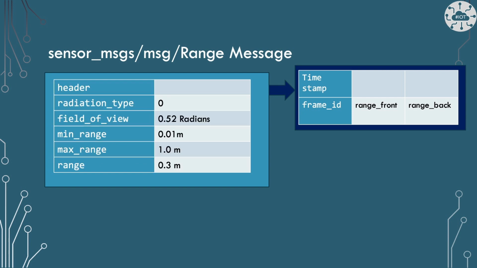So for the other fields, the radiation type is zero, which is ultrasound. The field of view, well, that's 0.52 radians. It needs to be in radians for the ROS2 ecosystem. That's their standard SI type. The minimum range I'm putting as 1 centimeter. The maximum range is 1 meter.